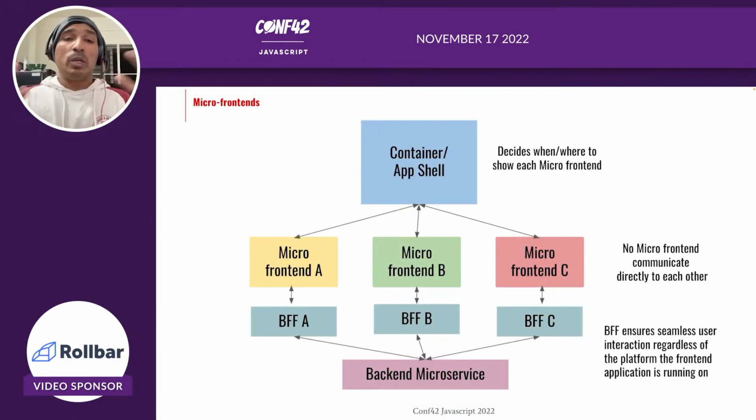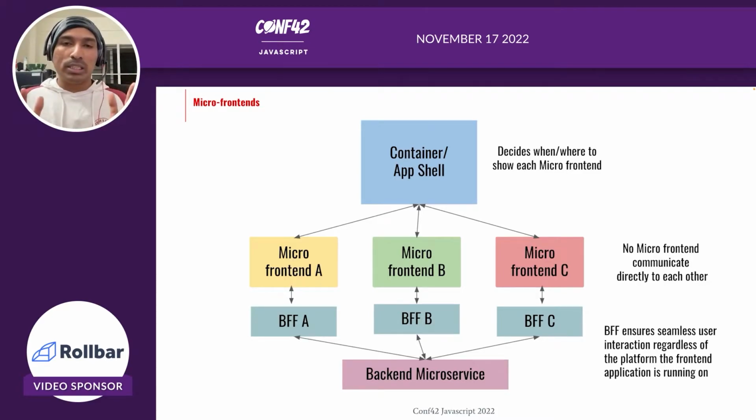So we will see another interesting strategy of the micro frontend, which is called BFF. Yes, you heard me right. Actually, it is not abbreviated as best friend forever, but it is a best friend for the micro frontend. The actual abbreviation for BFF is backend for frontend. So this BFF ensures seamless user interaction between the micro frontend and the backend microservice, irrespective of the platform wherever it is running on.